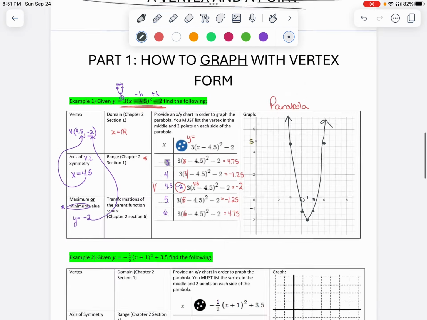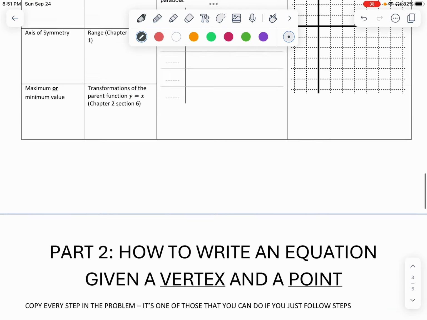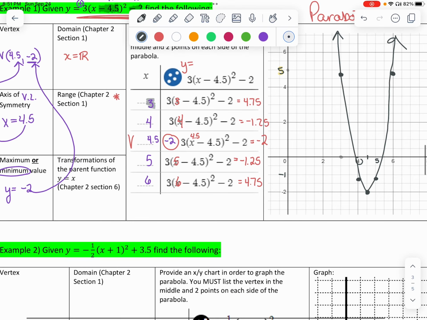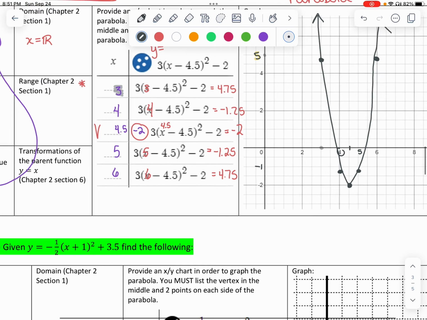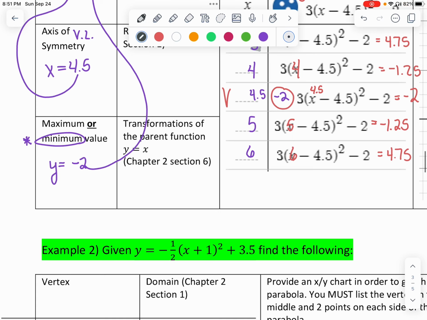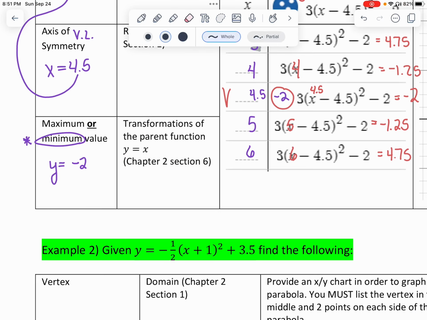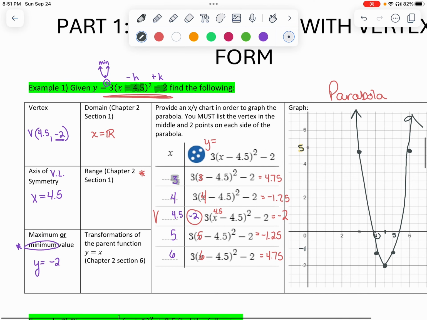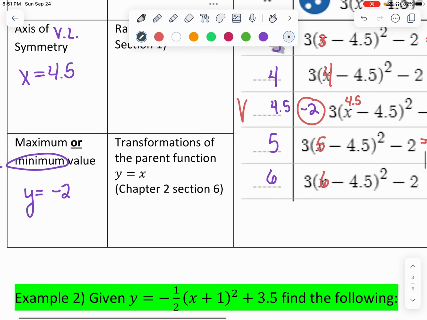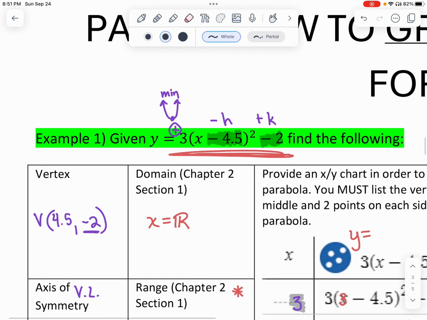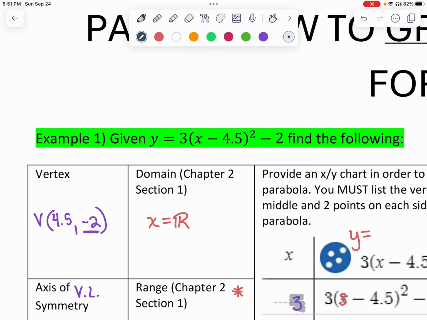Now the only thing I didn't ask for, which I'll put a little part in here for you, you really need to say how it transformed. Oh, it's right here. Transformations of the parent function. So the transformations, let's just go ahead and look up here. The 3 in the front. The 3 was an indicator of a vertical stretch. And we learned this back in chapter 2, section 6. Okay. So this 3 was a vertical stretch.